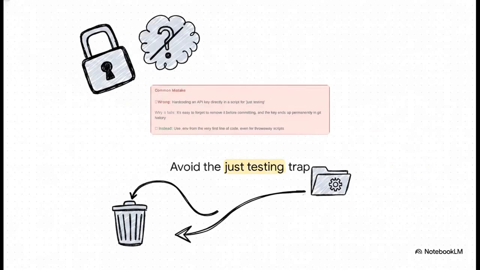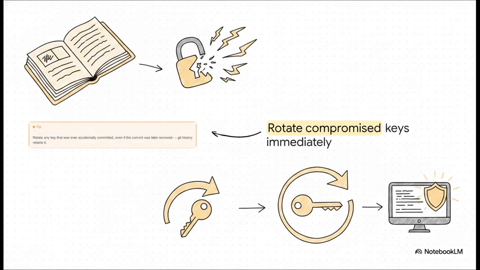Then we have what I like to call the just testing trap. We've all been there, right? I'll just paste my key right into the script for 2 seconds to see if this API call works. What's the worst that could happen? Honestly, everything. It is way too easy to get distracted, forget to scrub the key out, and accidentally cement it permanently into your Git history. Save yourself the headache and just use your .env file from the very first line of code, even for quick throwaway scripts. But hey, mistakes happen to the best of us.